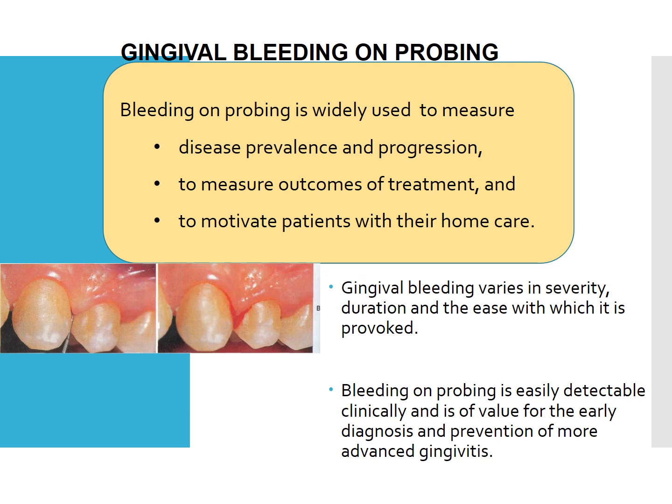It is widely used to measure disease prevalence and progression, to measure outcomes of treatment, and to motivate patients with their home care. Bleeding on probing varies in severity, duration, and the ease with which it is provoked, and is also related to the severity of inflammation. This can easily be detected by a periodontal probe, and this allows early diagnosis and prevention of more advanced gingivitis.